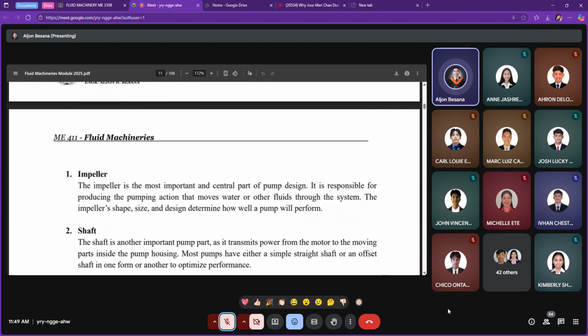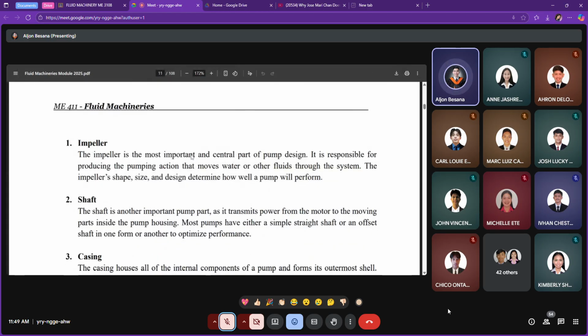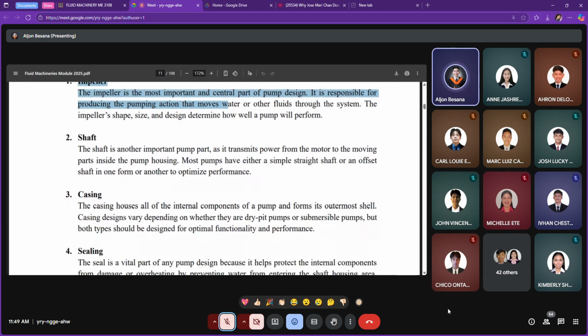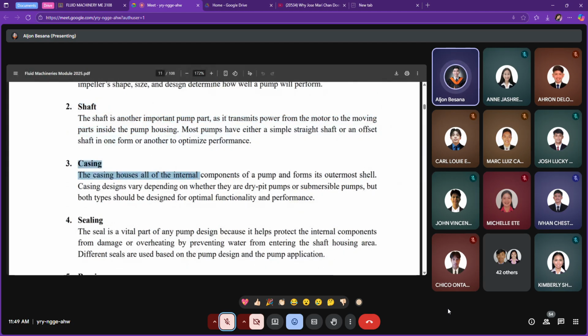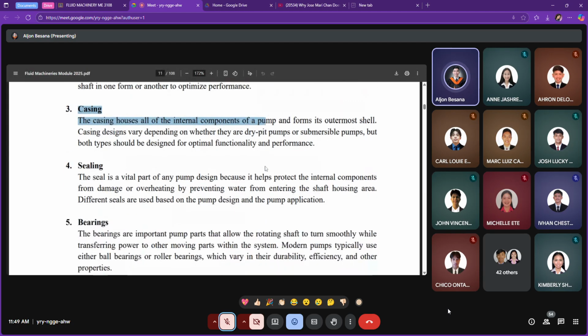So meron din po tayo dito, other parts din naman po yung nasa ating module. Super dami po ng nagiging parts fixture ng ating pump, pero that is the basic parts. So again, the impeller, that's the heart or the most important and central part of the pump design. Yung shaft natin siya yung nagdudugtong sa ating pump at kay motor. Yung casing natin siya nag-house ng lahat ng internal component ng ating pump.